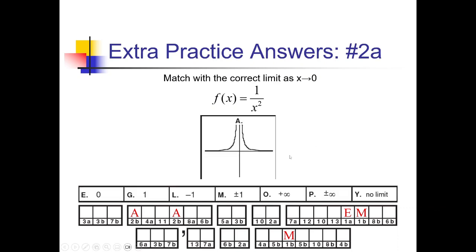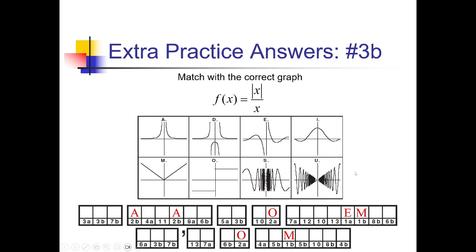So given this graph of 1 over x squared, what's our limit as x approaches 0? Well, as we get closer to the origin, from the left and the right in both instances, our y values are going up forever. So that would be a positive infinity, which represents letter O here. So I'm going to be putting an O in 2a. So here is a 2a right here. And we've also got a 2a down here. And I think that's it for the 2a's.